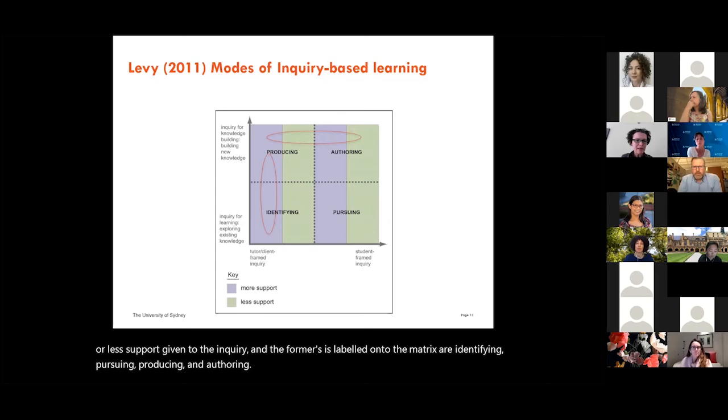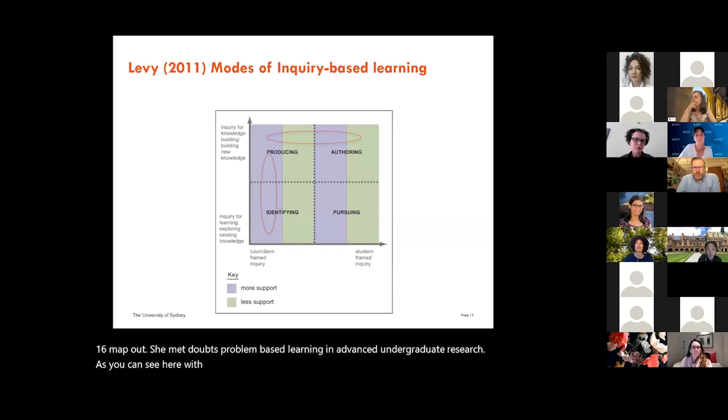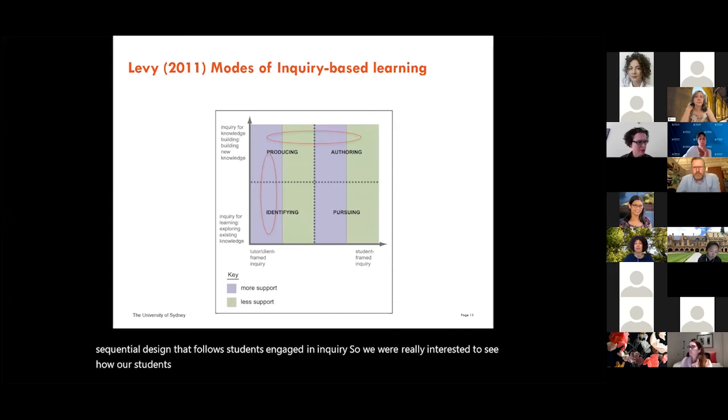Our study was really inspired by Levy's work, she mapped out problem-based learning and advanced undergraduate research, as you can see here with these 2 ovals, and also mapped out a spiral design and another sequential design that follows students engaged in inquiry. So we were really interested to see how our students map across these 4 quadrants in their inquiry over these semesters.